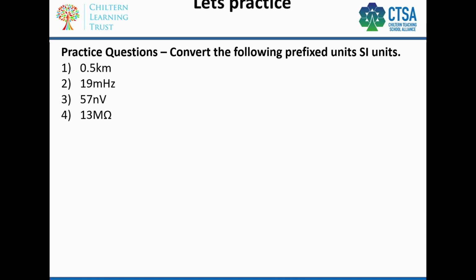If we're converting from 0.5 kilometers to meters, because we need to convert it to SI units, so the SI unit for distance is meters, we need to think about how we can do that easily. So as I said already, lots of students already know that to convert from kilometers to meters, you times by 1,000.